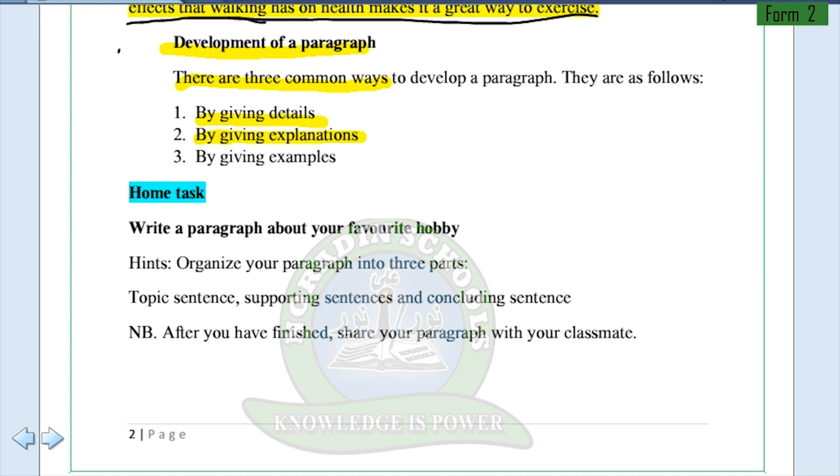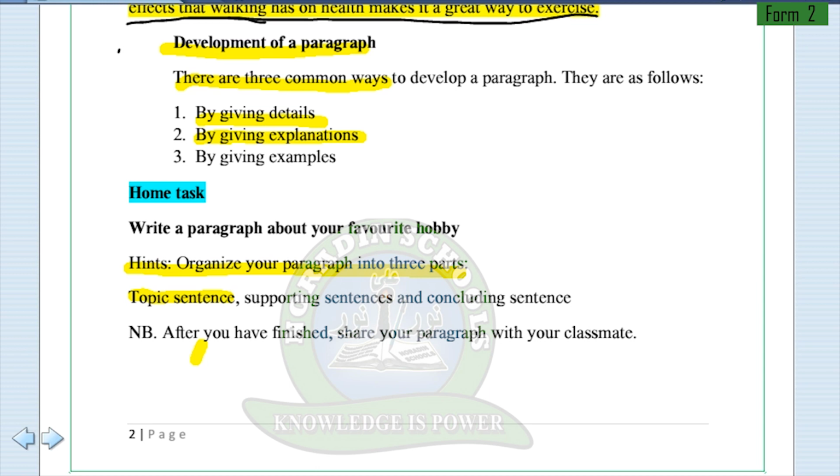Maybe you love reading. So it's up to you which hobby you prefer. Just write a paragraph. If you ask yourself, what do I need in order to write a paragraph? Keep in mind these hints, note: organize your paragraph into 3 basic parts. The first one starts, after you have chosen the title, with the topic sentence, and then supporting sentences, and the last one is the concluding sentence.